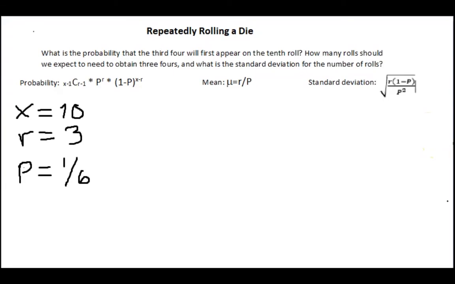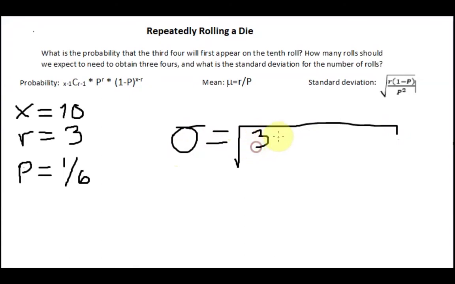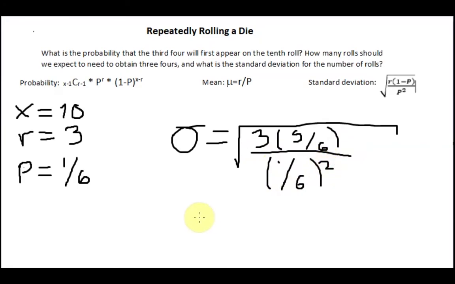And for the last question, the standard deviation is the square root of the number of successes times 1 minus the probability of success, over that probability of success elevated to the square, which will give us an approximate standard deviation of 9.49 rows.